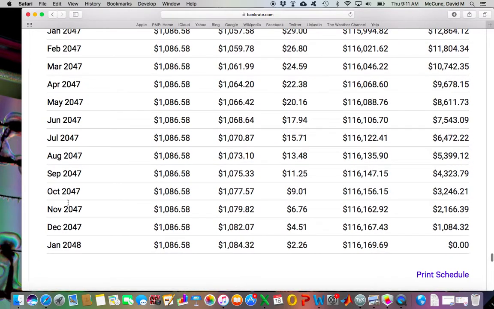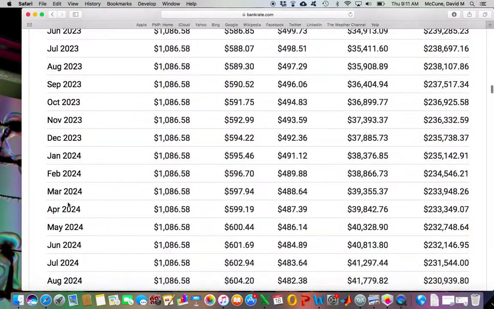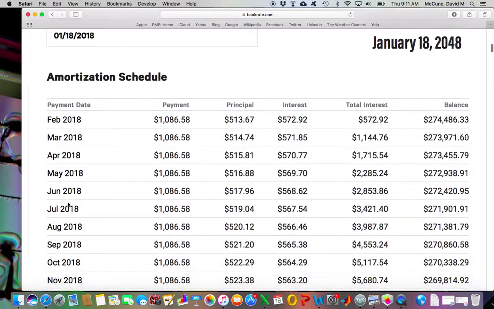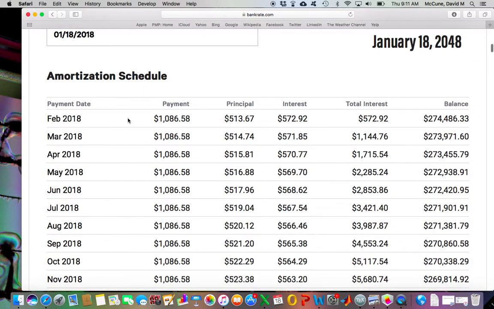Now notice on this calculator, it does something nice for you. It actually has more columns than the tables we did in class. So this has 6 columns. The extra column is this total interest column.